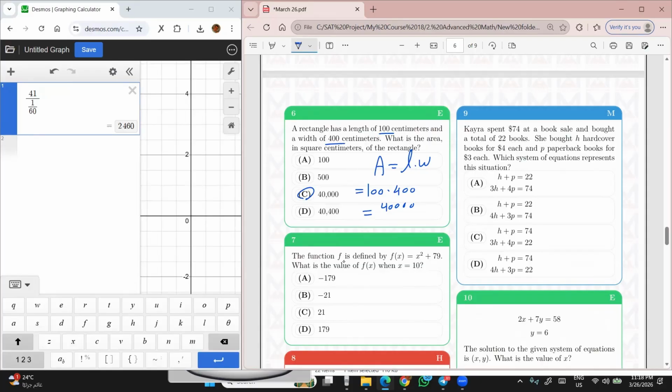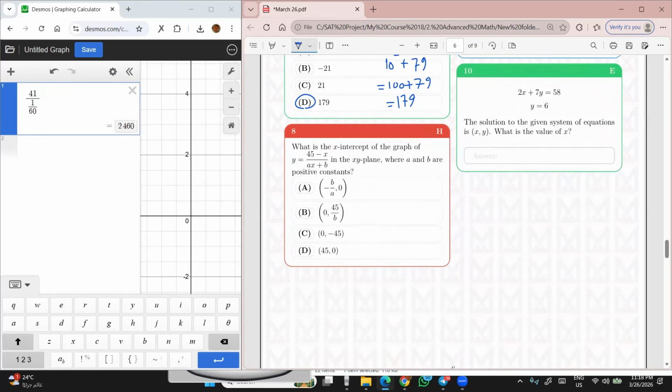Question number 7, the function f is defined by this. What is the value of f(x) when x is equal to 10? That's very simple. Just replace this x by 10. So we have 10 squared plus 79. It gives us 100 plus 79, which is 179, but positive, of course, letter D.